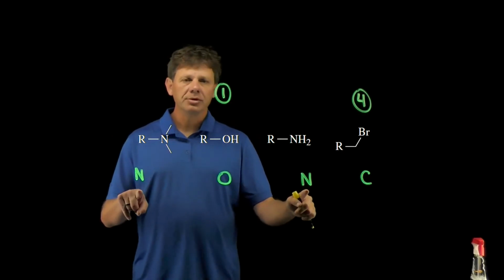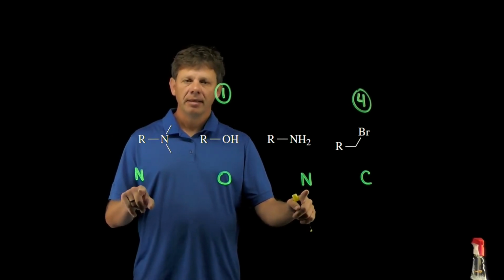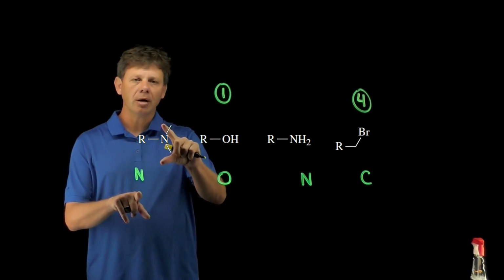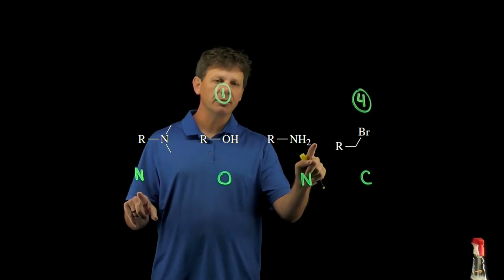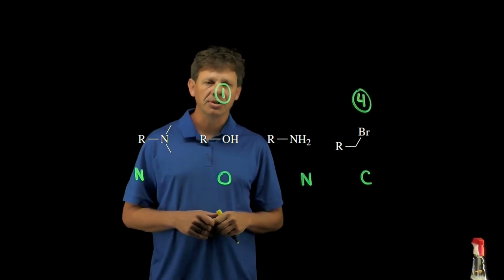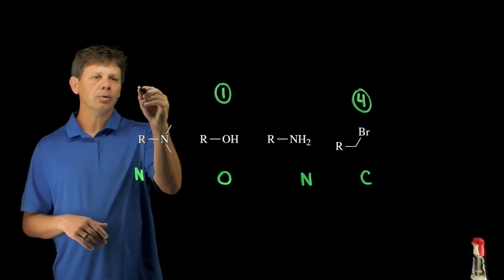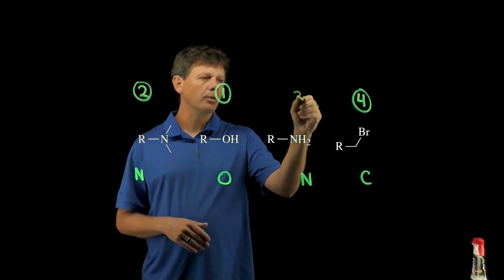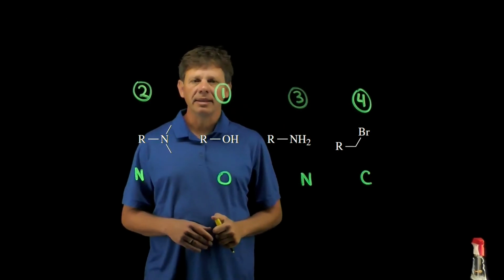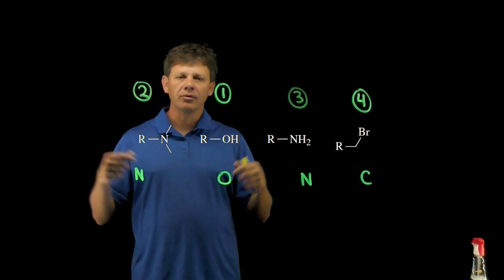Distinguishing between the two nitrogens, we need to look at what's attached. This nitrogen here has 2 carbons attached. Carbon has a higher atomic number than hydrogen, which is what's attached to this nitrogen. And so this substituent will be priority 2. The NH2 will be priority 3. So in the event of a tie, we move to the next atom.